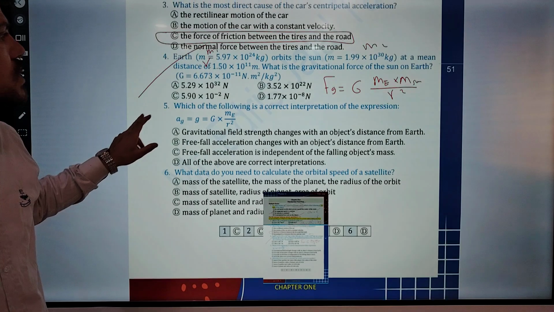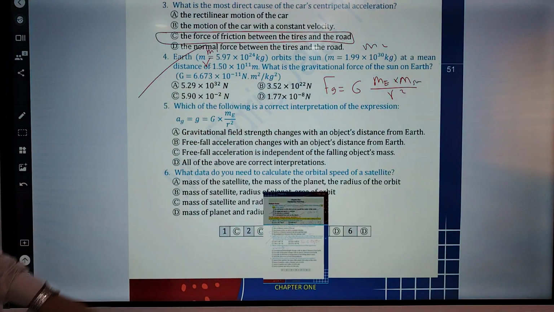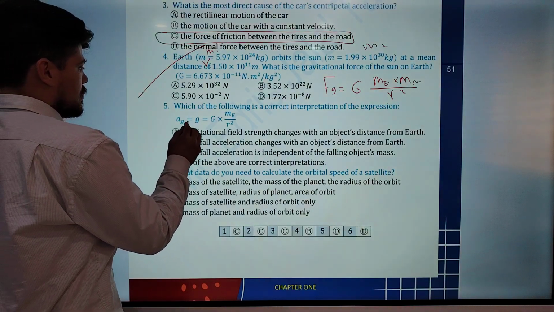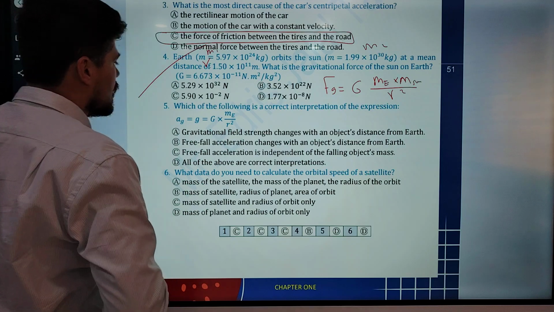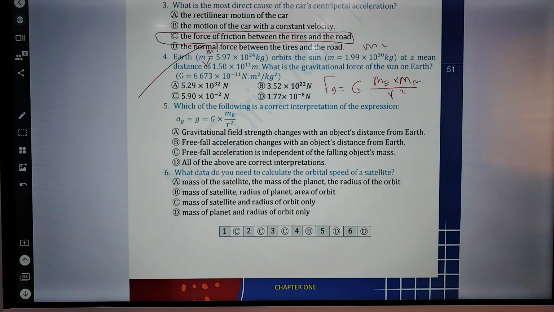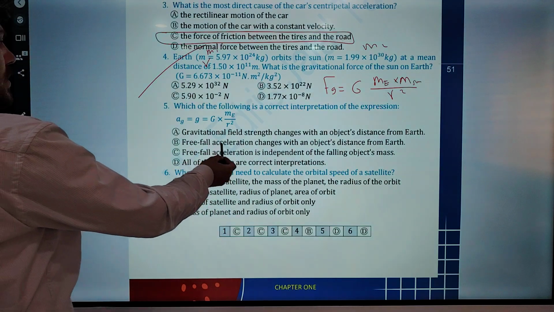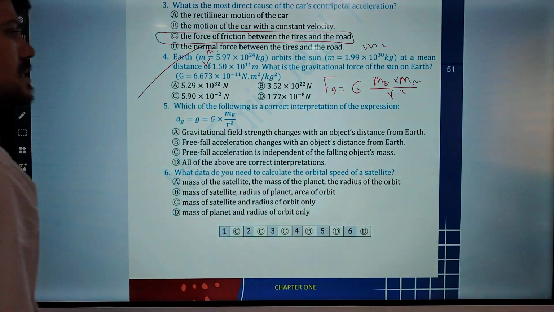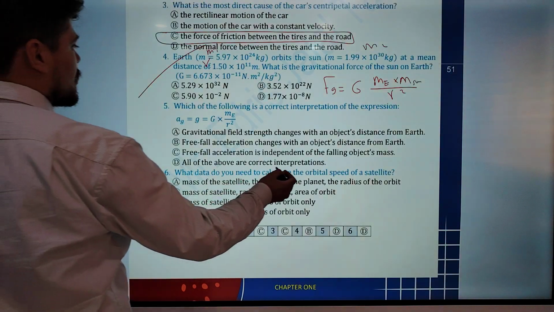Which of the following is not correct? Interpretation of the expression Ag, or free fall gravity, is equal to G Me over R squared. Gravitational field strength changes with an object's distance from the Earth. The free fall acceleration changes with an object's distance from the Earth. Free fall acceleration is independent of the falling object's mass. All of the above are correct interpretations.